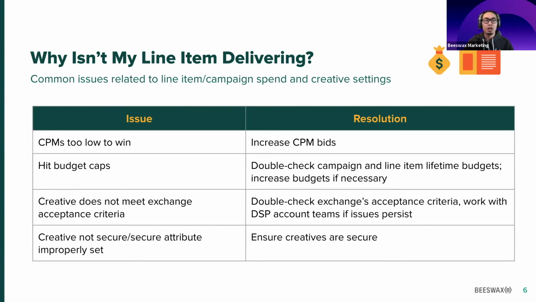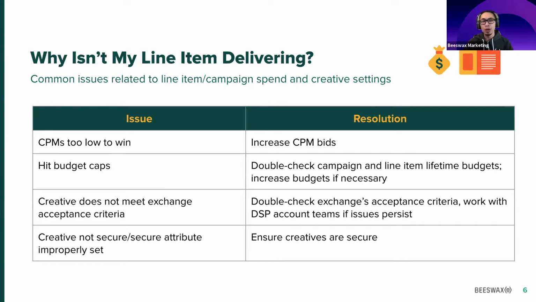Finally, let's talk about possible delivery issues as they relate to spend and creative settings. If, for example, you are receiving bid requests, but you're not winning or you're not delivering, the issue is generally fairly straightforward. It's because your CPMs are too low. Increase those CPMs and see if that helps.